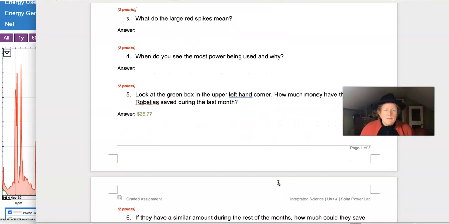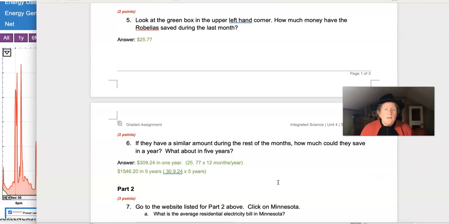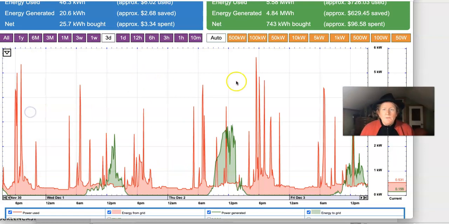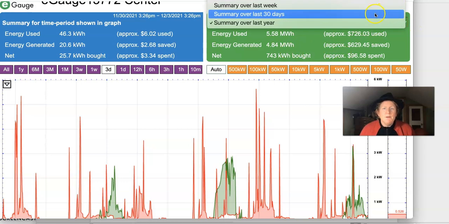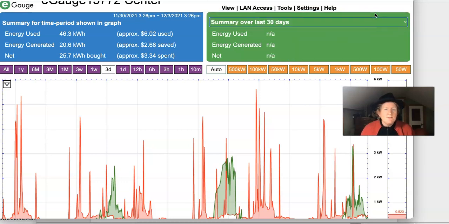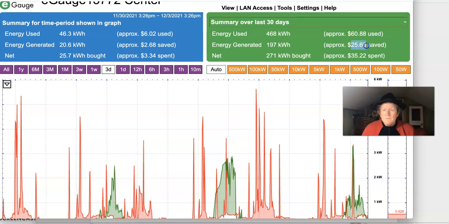Look at the green box in the upper left-hand corner. How much money have we saved during the last month? Well, this particular month is mostly November. Let's change it to month here. Over the last 30 days, the system saved about $25.